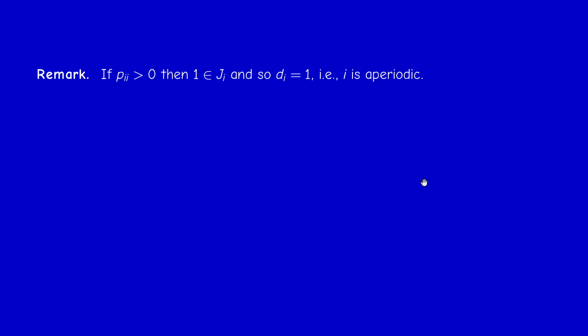Now remark, if it happens that PII is positive, so there is a cycle of length 1 from I to I, then 1, by definition, because PII is PII to the 1, belongs to JI. And if 1 belongs to the set, then necessarily the greatest common divisor is 1, right? Because DI should divide 1, so it's 1 necessarily. So if it happens that PII is positive, then necessarily I is aperiodic and of period 1. However, the converse is not true.